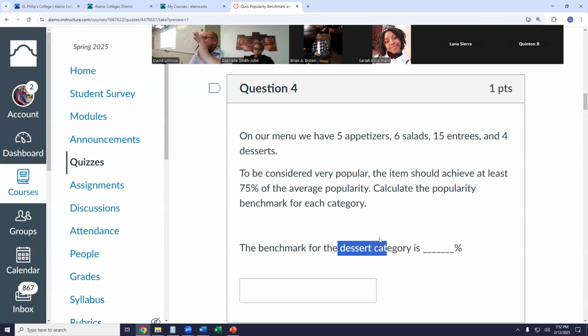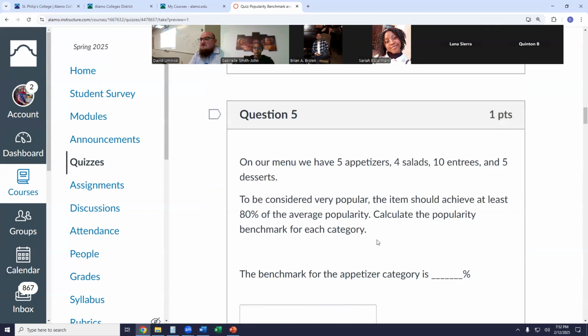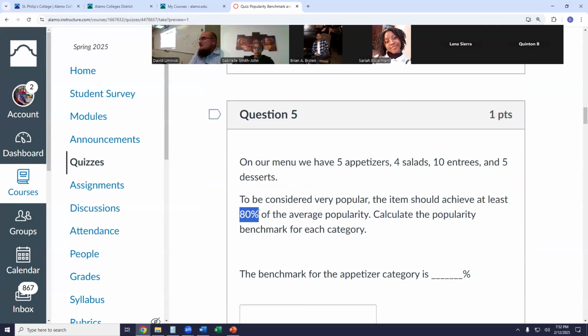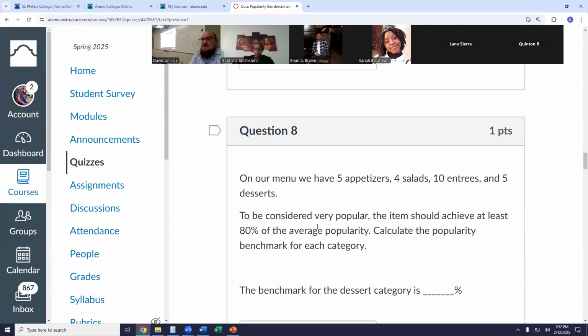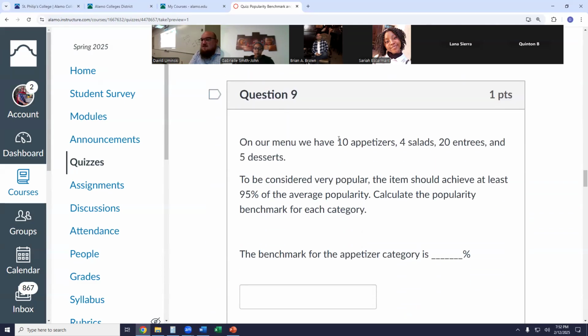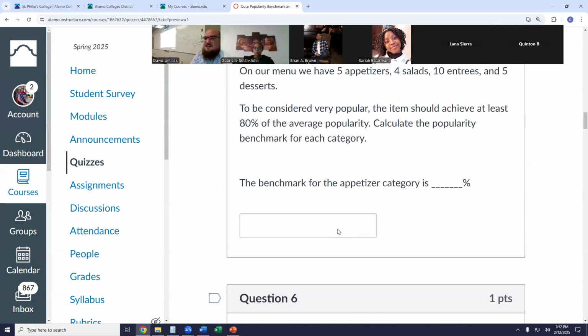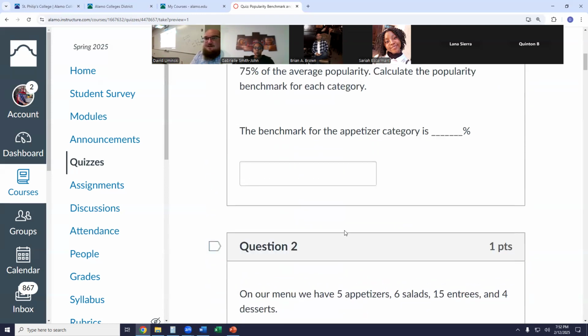Now, when we switch to the next section of 4, question number 5, we have different numbers. Okay. And we have a different percentage. And then questions 9, different numbers, different percentage. Again, it may seem like busy work, but this is just getting you to do that practice of this process over and over and over again. And so let's do questions 1 through 4 together.